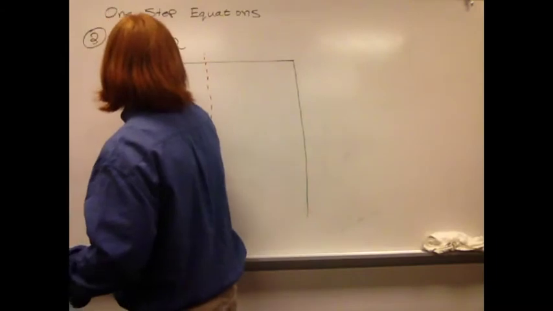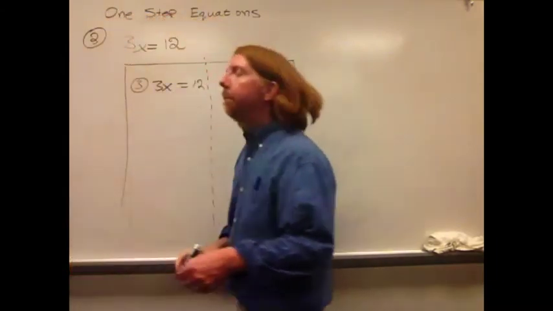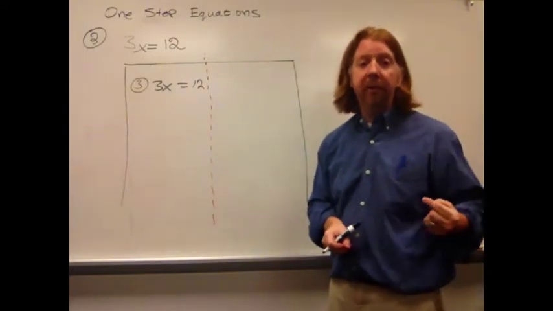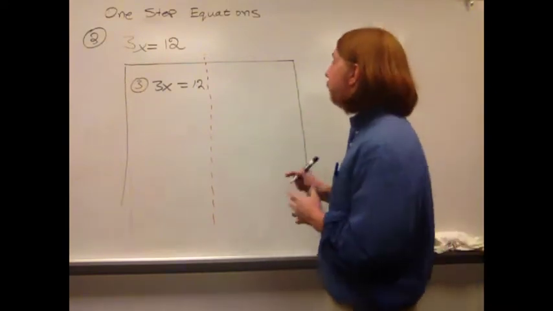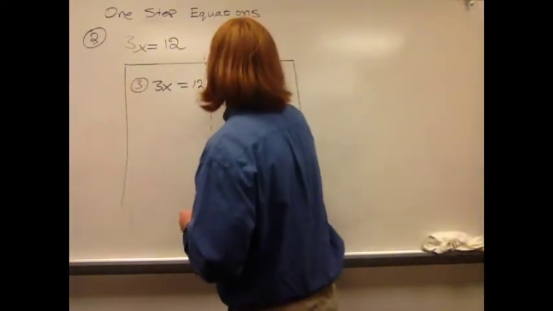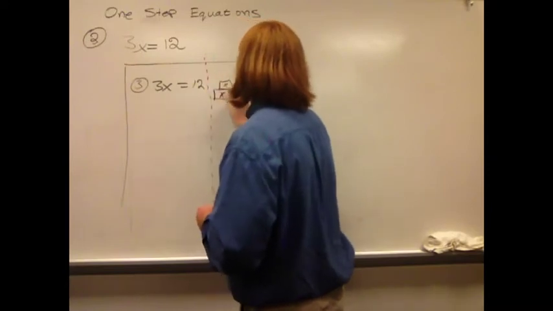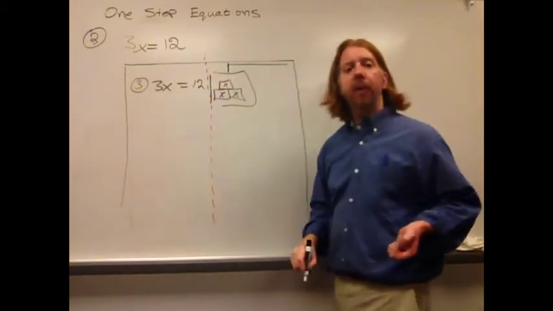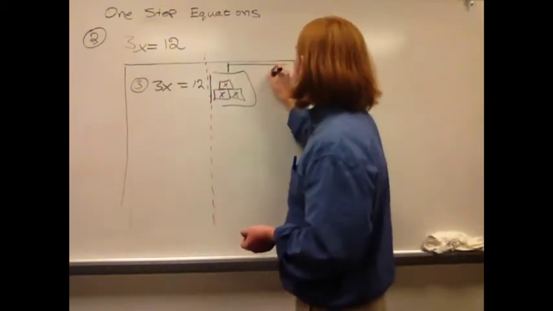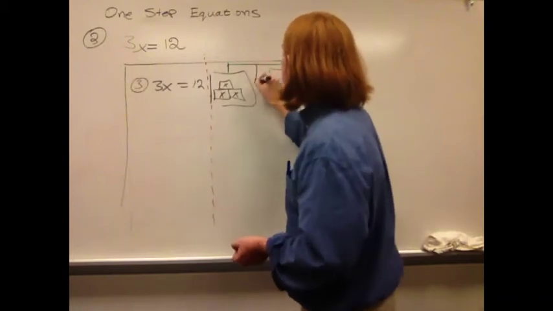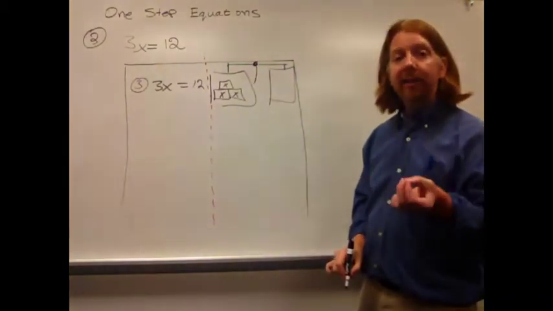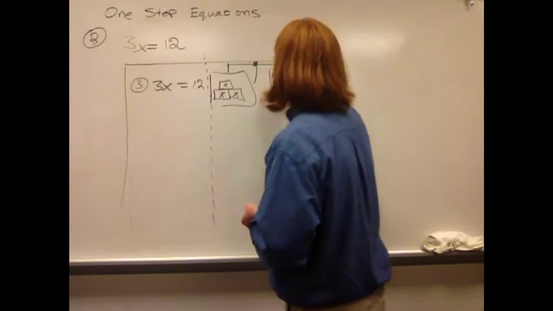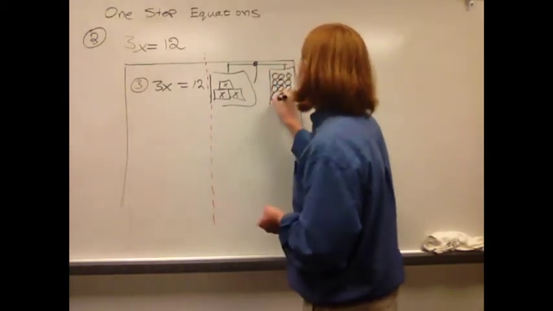So, I'm going to write down my problem. 3x is equal to 12. That's my initial problem. Now the picture is going to look a little different because instead of having one box to represent x, I have 3 boxes. So when I draw my balance, the left side of the scale has 3 boxes in it. The right side of the scale has positive 12, so it has 12 plus signs in it. 1, 2, 3, 4, 5, 6, 7, 8, 9, 10, 11, and 12.